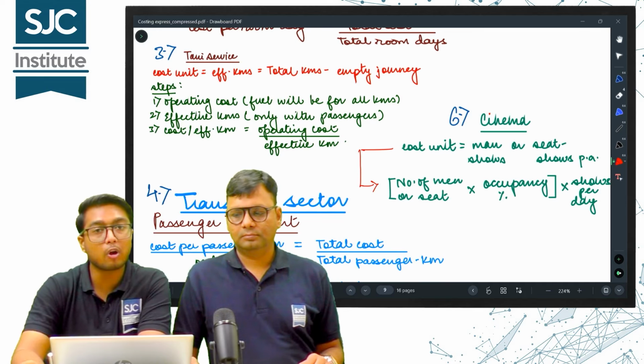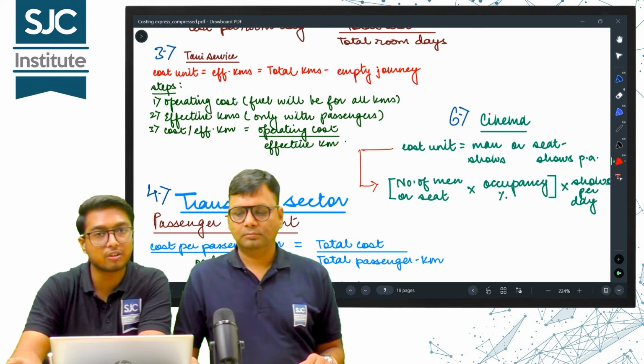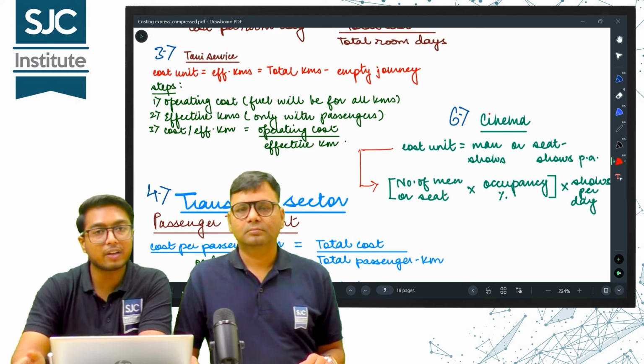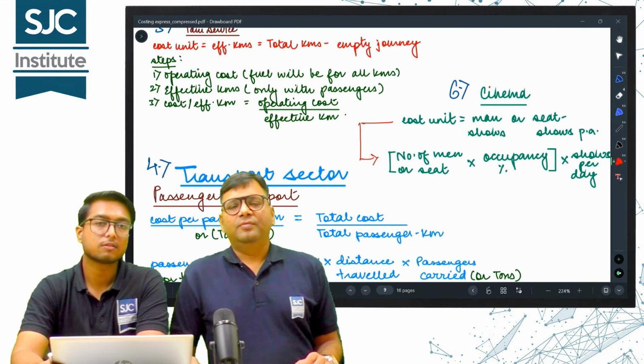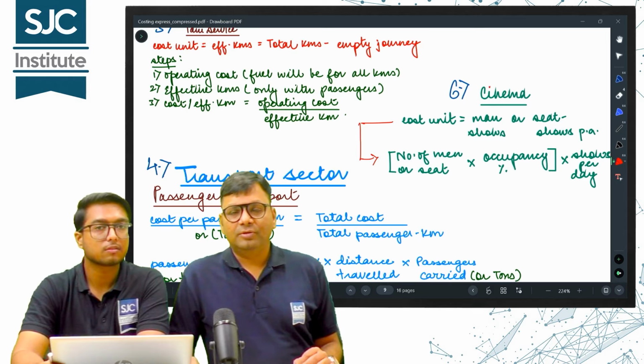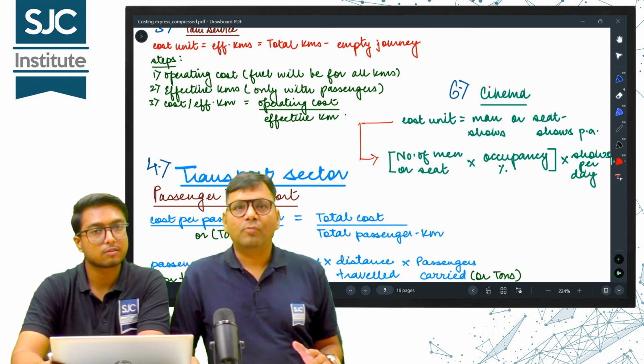Here we will take the fuel for all kilometers. Step 2, we will find effective kilometers. That means the kilometers where there were passengers. Step 3, now we will divide step 1 by step 2. That is operating cost divided by effective kilometers to find cost per effective kilometer. In taxi service, we just have a single cost unit, that is kilometers. It's not composite.